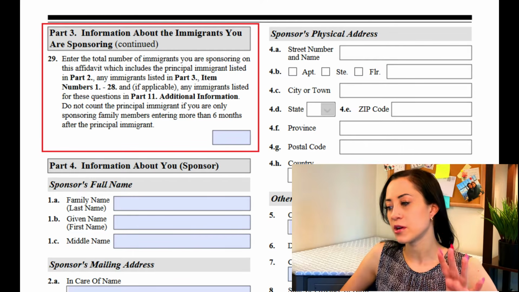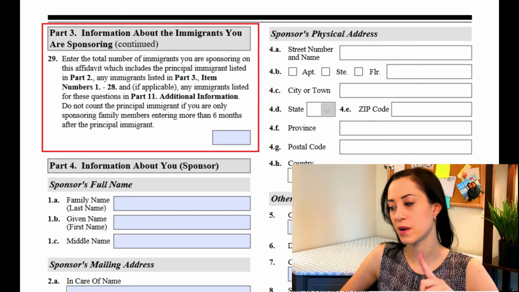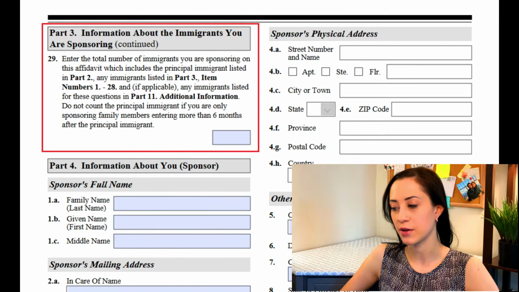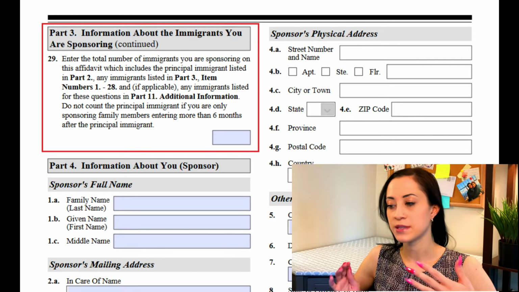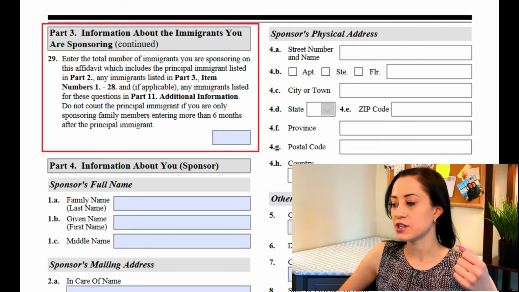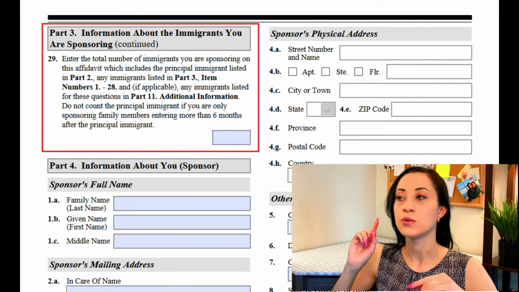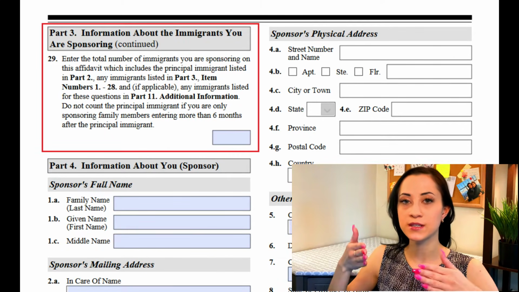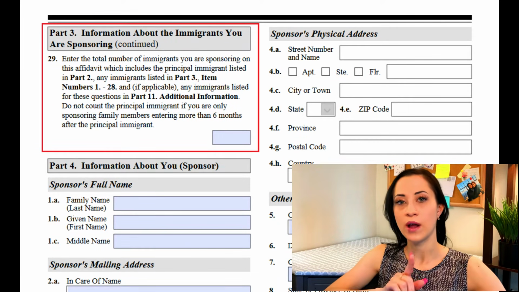Moving on. Part 3, question 29. Enter the total number of immigrants you're sponsoring on this affidavit. Do not count the principal immigrant if you're only sponsoring family members entering more than 6 months after the principal immigrant. So here, people typically trip up because if they're submitting separate petitions for each of their immediate relatives, for example, a spouse and a child, a petitioner might want to put number 2 in the affidavit of support. However, you will only put number 1 because in this particular affidavit of support, you're only supporting your spouse. And then in the other separate affidavit of support, you will be only putting in 1 for your child.